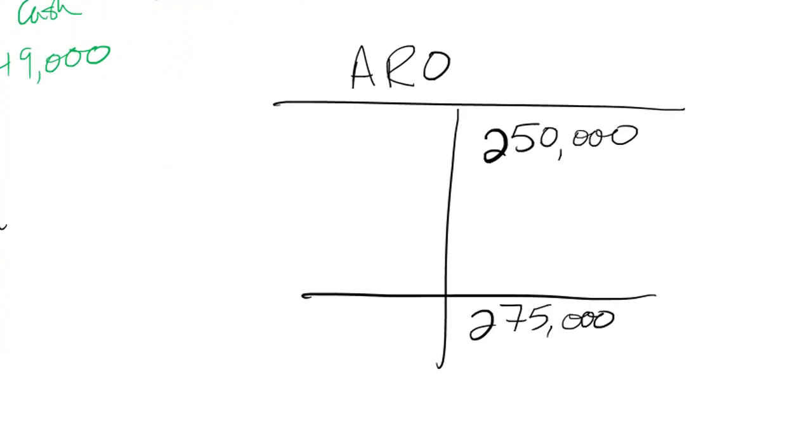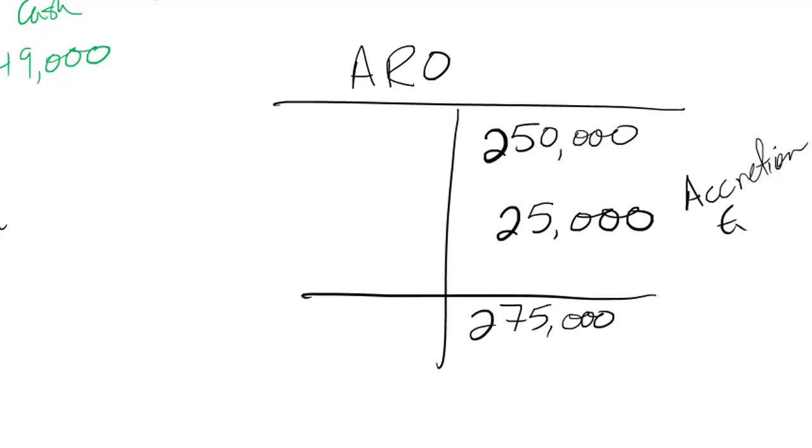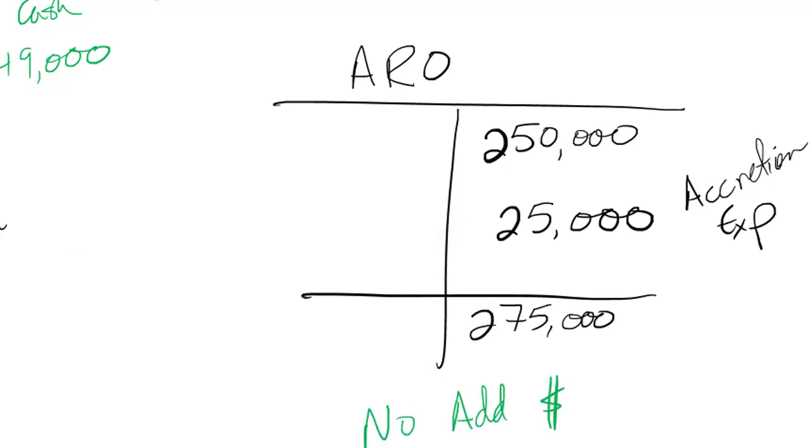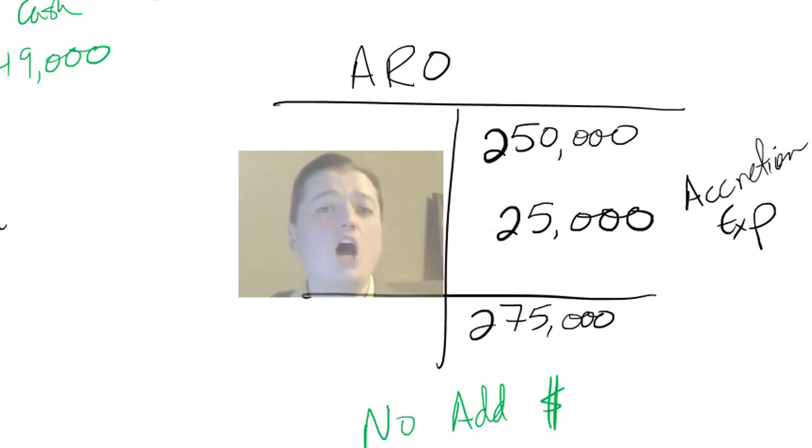So I need to put this into the T account here because I have accounted for this 25 and I know there's no cash there. This is my accretion expense. And with that, this account balances. So there's no additional cash. And that's what I would expect with an ARO that's still being unwound.